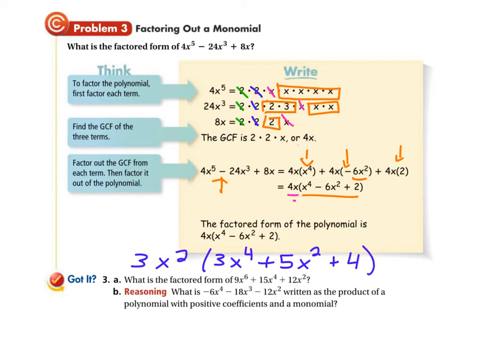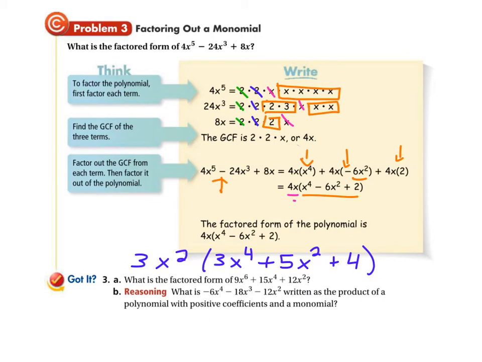Okay? And finally, what is this polynomial written as the product of a polynomial with positive coefficients? The wording is a little difficult, and that's why I wanted to talk it out with you. Notice the polynomial's inside, and they want you to have positive coefficients. Since they all have negative ones right now, that means you want to pull the negative out front and have that for this one, okay?